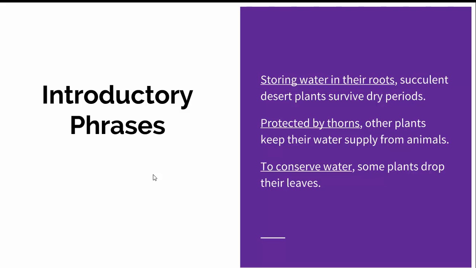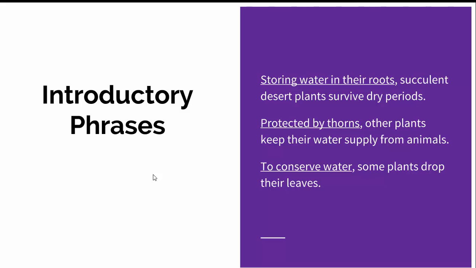And this works for all of them. Now let's just jump to the third one. Cover up that introductory phrase. And notice, some plants drop their leaves could be a complete sentence. Okay. Now what would happen though if you put the comma after conserve? Cover up to conserve. Water, some plants drop their leaves. Nope. That doesn't make sense. That sounds weird. So we know that the comma doesn't go after the word conserve.